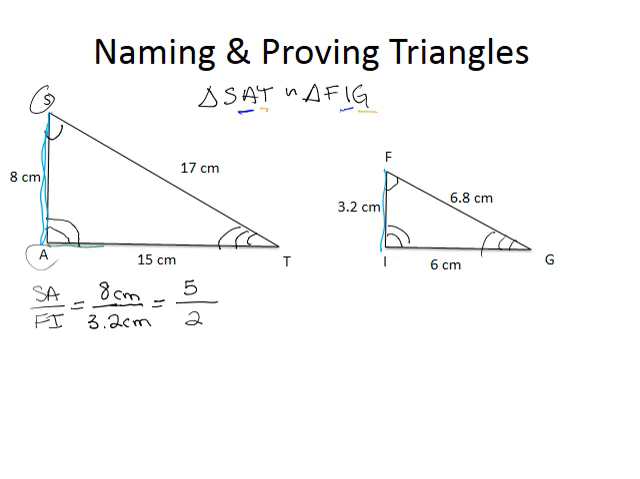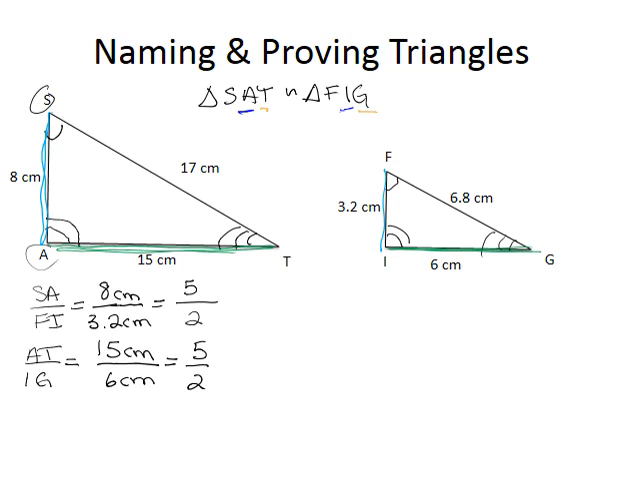All right, let's do our next side. Our next side here will be AT, which corresponds with IG. So I'm going to write that AT over IG is equal to 15 centimeters over 6 centimeters. And when I simplify that, you can divide both of them by 3. So we get 5, and divided by 3 is 2. So again, we have 5/2.